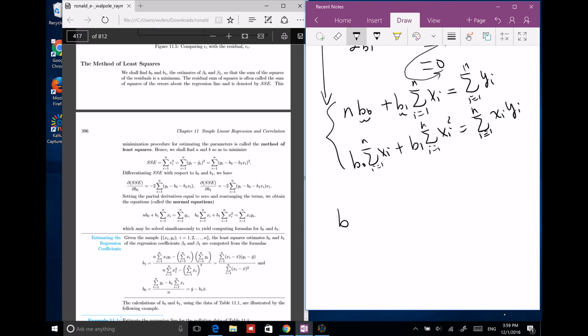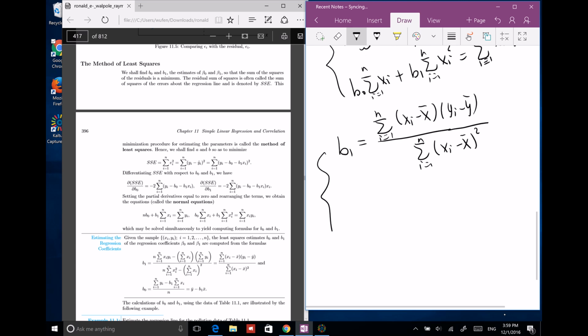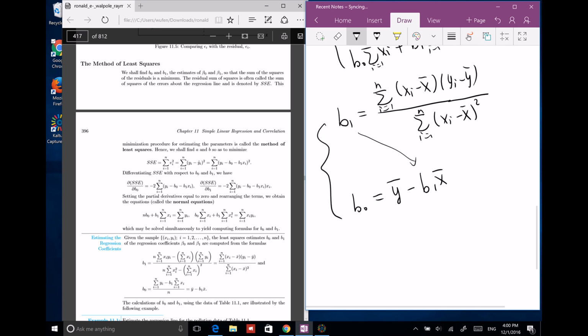We have b1 equals the sum from i equals 1 to n of (xi minus x bar), where x bar is the mean value of x, times (yi minus y bar), where y bar is the mean value of y, divided by the sum from i equals 1 to n of (xi minus x bar) squared. This is b1. And b0, which is the y-intercept, once you solve for b1, this is much easier. You can just plug it in. b0 equals y bar, the mean of all the y values given in the data, minus b1, which is given, times x bar. So this is the intercept, okay?